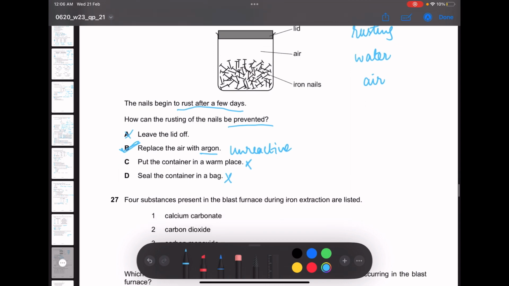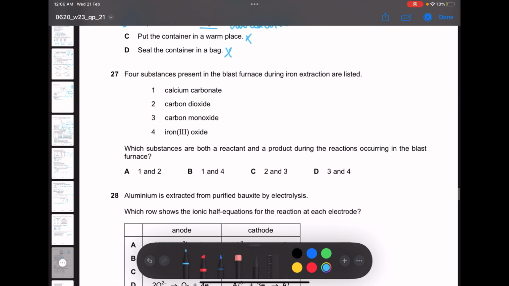27. Four substances present in the blast furnace during iron extraction are listed. Which substances are both a reactant and a product during the reactions occurring in the blast furnace?